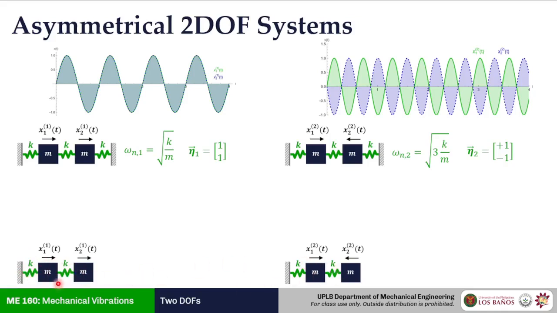Of course, you have mode 1, where these two masses move in sync, and in mode 2, these masses will move in opposition to one another. So what would be the natural frequencies of this system? We will not solve it, but you can check these are the natural frequencies of our system. They are much different compared to the symmetrical one. We just took away one spring and it made all the difference.